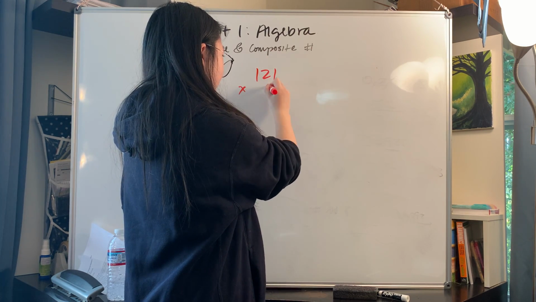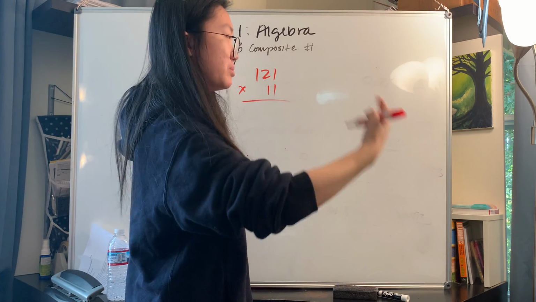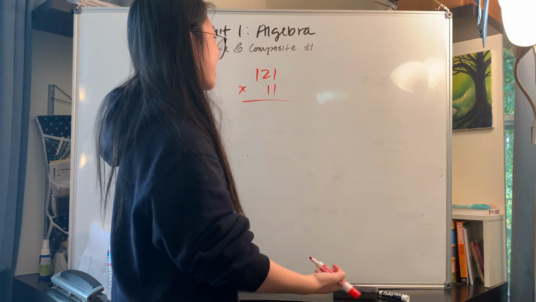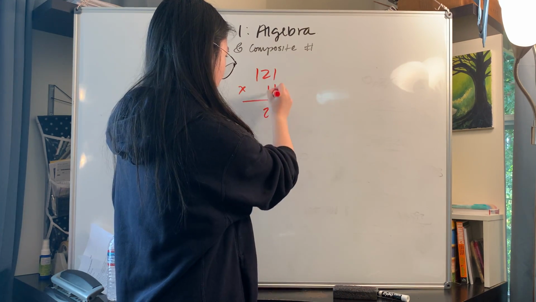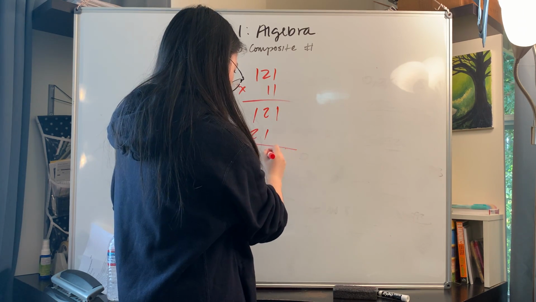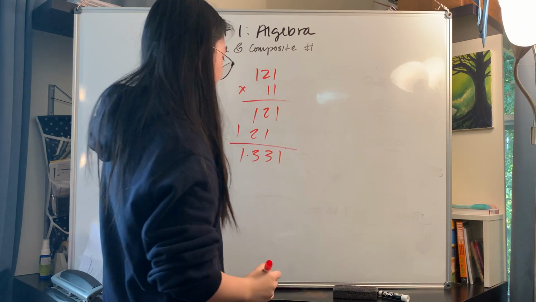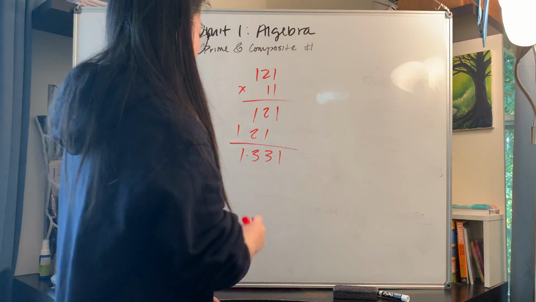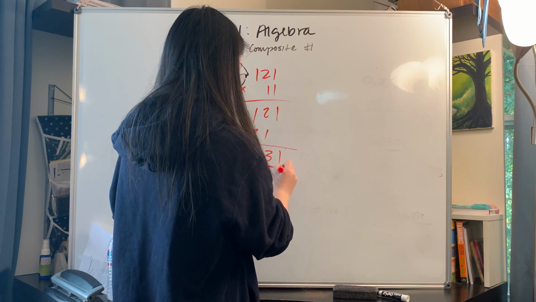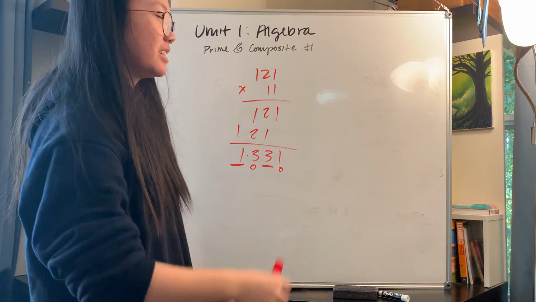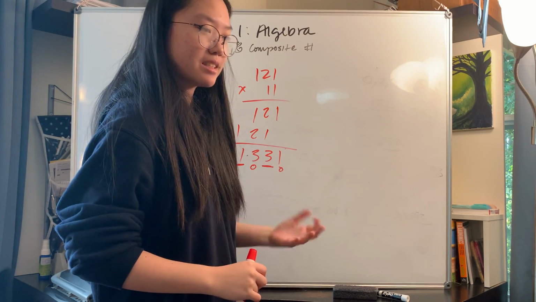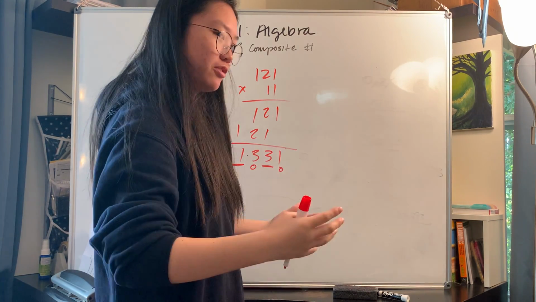121 times 11, and I'm going to multiply this out, and then I'll try to explain why the divisibility rule works. So 1 times 1 is 1, 1 times 2 is 2, 1, 1, 2, 1, 1, 3, 3, 1. So the rule for this is that you should add up every other number, so add up this number and this number, add up this number and this number, and then you need to subtract them. If the number that you get is divisible by 11, then that means that the number itself is divisible by 11.